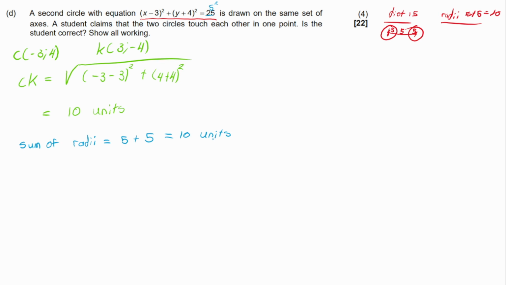So what we can say now is that the student is correct, because that's the question. So we can say, therefore, student is correct. And the reason is the circles will touch or intersect. And the reason is because the distance between the centers is equal to the sum of the radii.